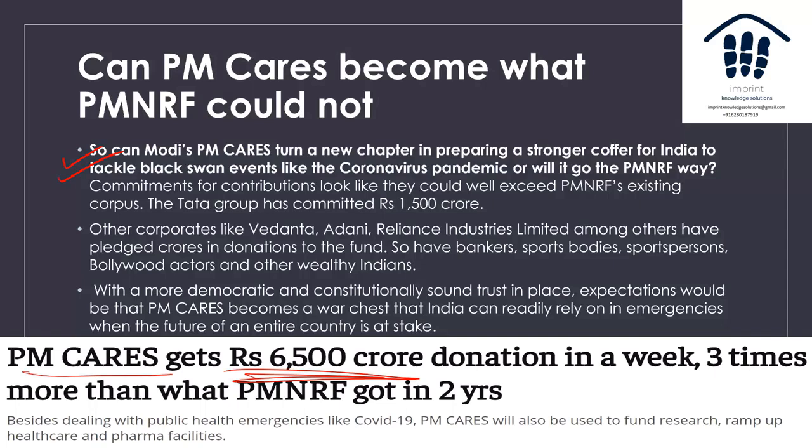Others, Tata Group ने 1,500 crore दे चुका है, Vedanta, Adani, everybody I think has nearly promised something like 500 crores each. Akshay Kumar gave 25 crores. I think everybody is giving, right? Even me. So there is a democratic and constitutional sound trust in place. Expectation would be that it would become a war chest for emergencies, and an entire country can actually think that we are safe, we have some money, right, in case a problem comes.